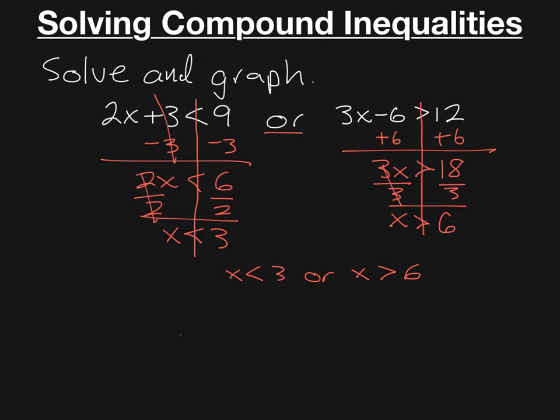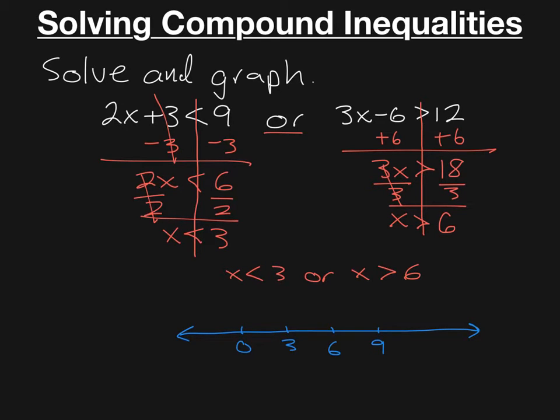So now I'm going to need a number line to graph this. As usual, I'm going to want to have three numbers. I'm going to go with 0, 3, 6, and I'm going to put a fourth number, 9. So 0, 3, 6, and 9.